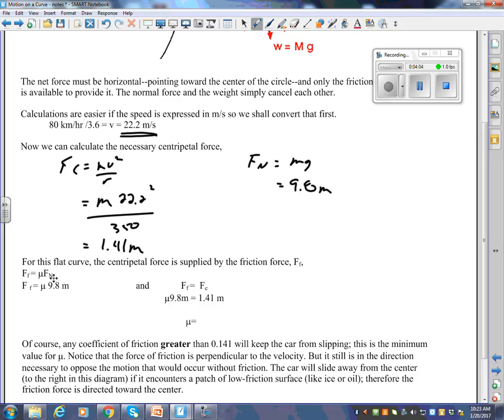Where does that come from? That's just mu equals Ff over Fn, rearranged. And our Fn is equal to 9.8 m. And we don't even know what the frictional coefficient is. In fact, that's the question: what has to be the frictional coefficient? So the frictional force is going to be mu times 9.8 m. I've got two unknowns in here. But this Ff is equal to the centripetal force, which we figured out to be 1.41 m. And guess what happens?